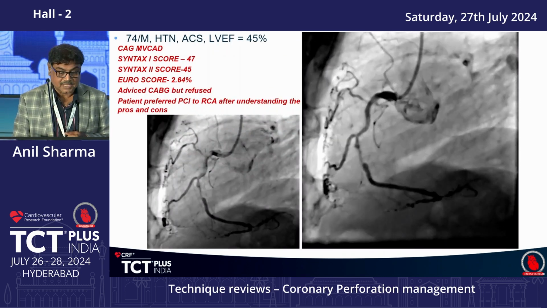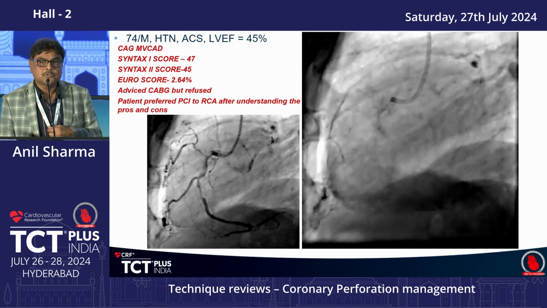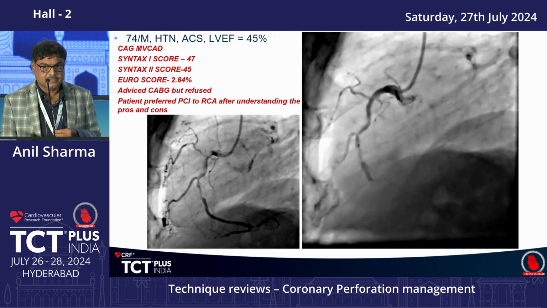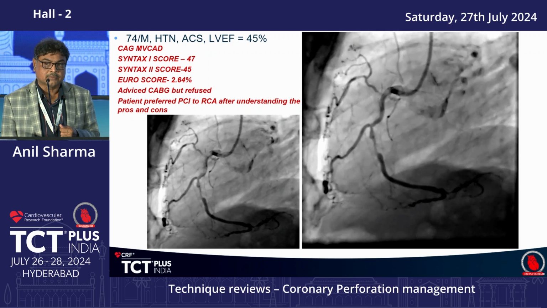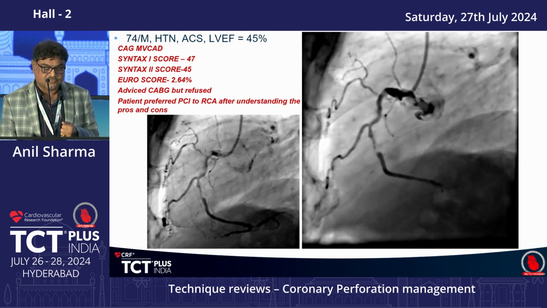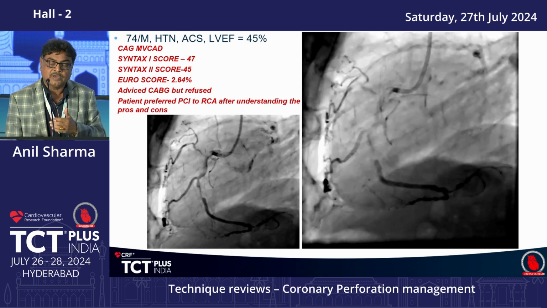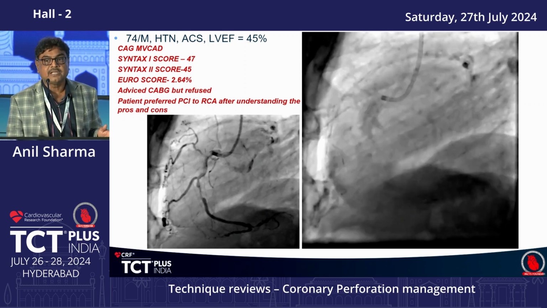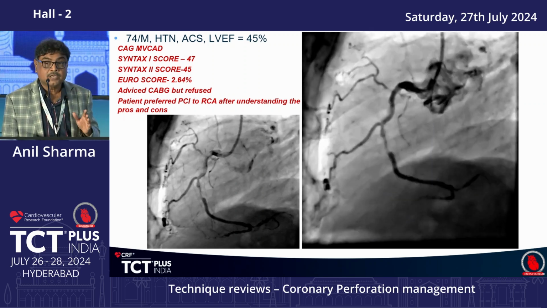74-year-old male, hypertensive, ACS, totally diffuse LAD, RCA giving collaterals to the LAD, aorta tortuous, RCA tortuous, RCA calcified, patient advised CABG. I took the patient off the table, but they refused, saying I am not going to go for surgery.